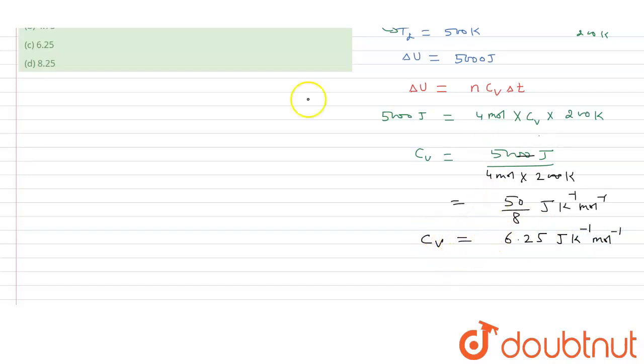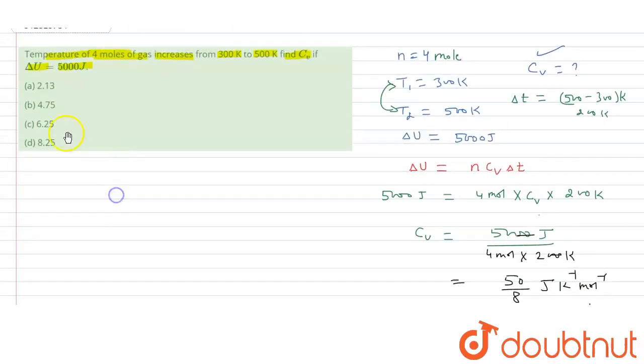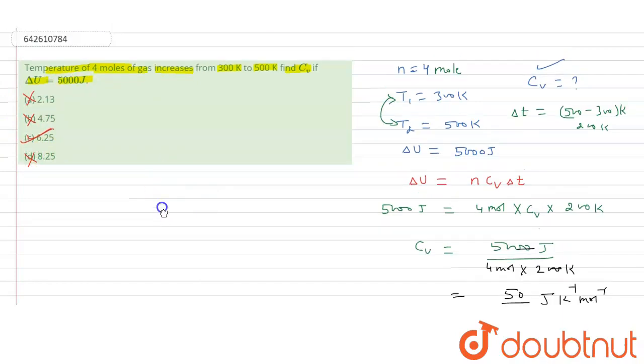Now let's check the options. Option A is not the right answer. Option B is 4.7, this is also not the right answer. Option C is 6.25, so this is the value of CV for this temperature range. Option D is 8, no, this is not the right answer. So we are left with the correct answer, option C, in which the value of CV comes out to be 6.25. Hope this answered your question.